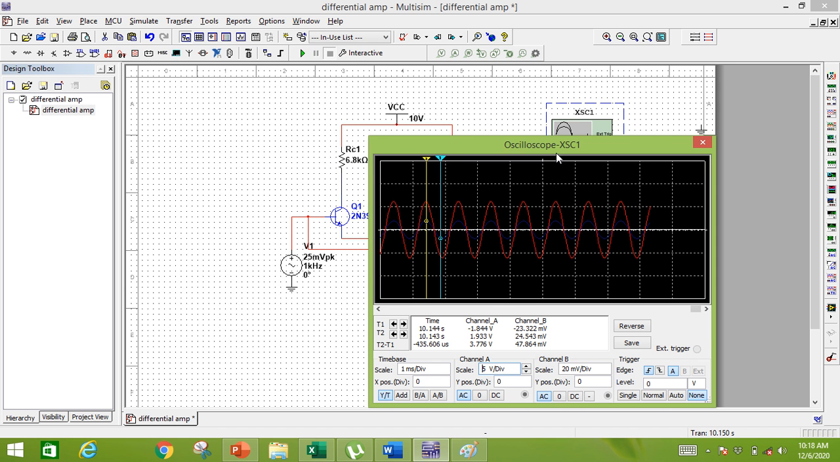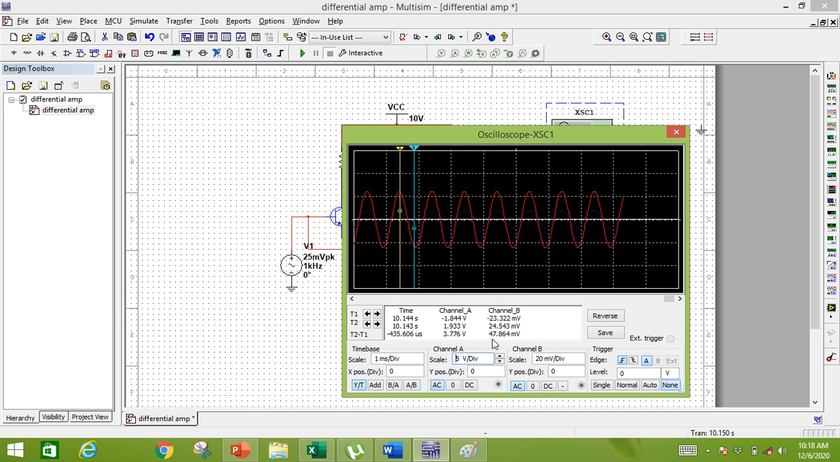Now here our input voltage is 48 millivolts or approximately 50 millivolts. So our input voltage is 48 millivolts, our output voltage is 3.78 volts. So the output voltage gets amplified. So our differential voltage gain will be the output voltage divided by the input voltage. So by this way we can calculate the differential voltage gain. Our output voltage is 3.8 volts, whereas our input voltage is 47.8 millivolts.